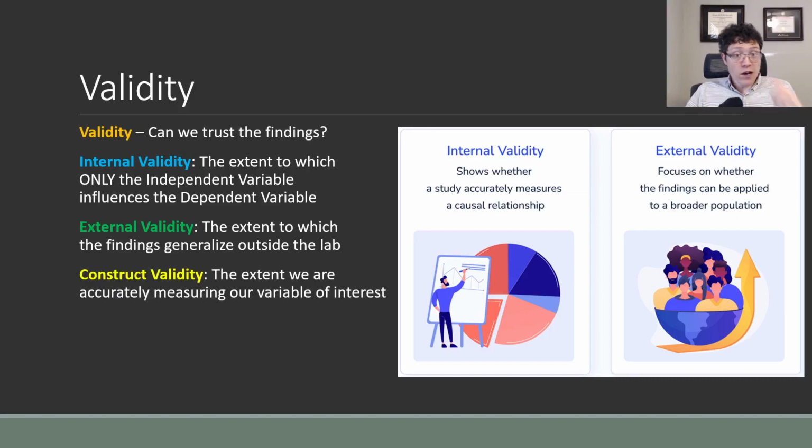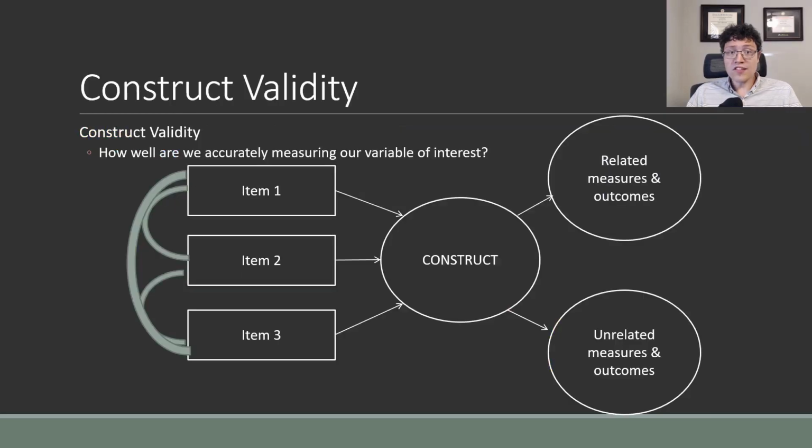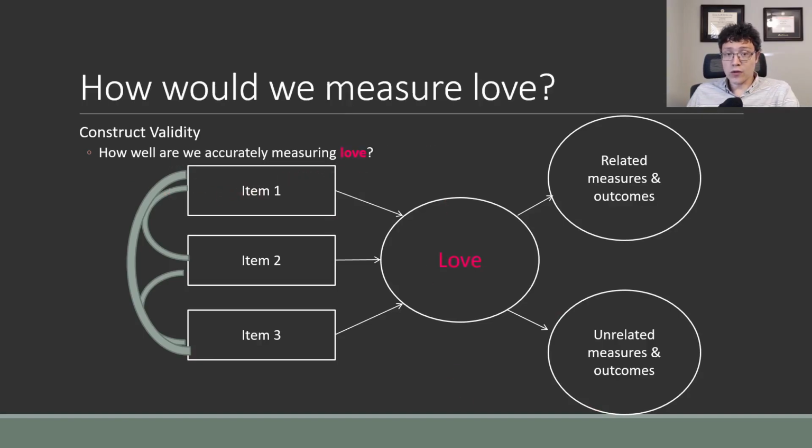Lastly, there's this idea of construct validity. Are we accurately measuring our variable of interest? So are IQ tests a good measure of intelligence? Not really. But I always like to talk about this idea of measuring something complex like love. How would you measure love? Well, let's think about this. Construct validity is the idea that we are wondering how well we're measuring our variable of interest. So, our variable here is love, right? How are we measuring love?